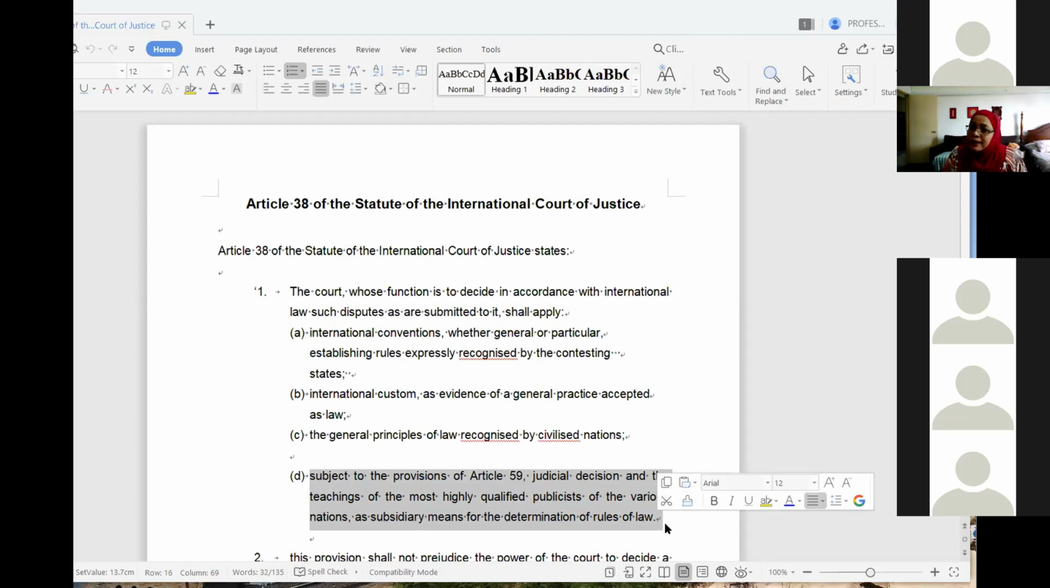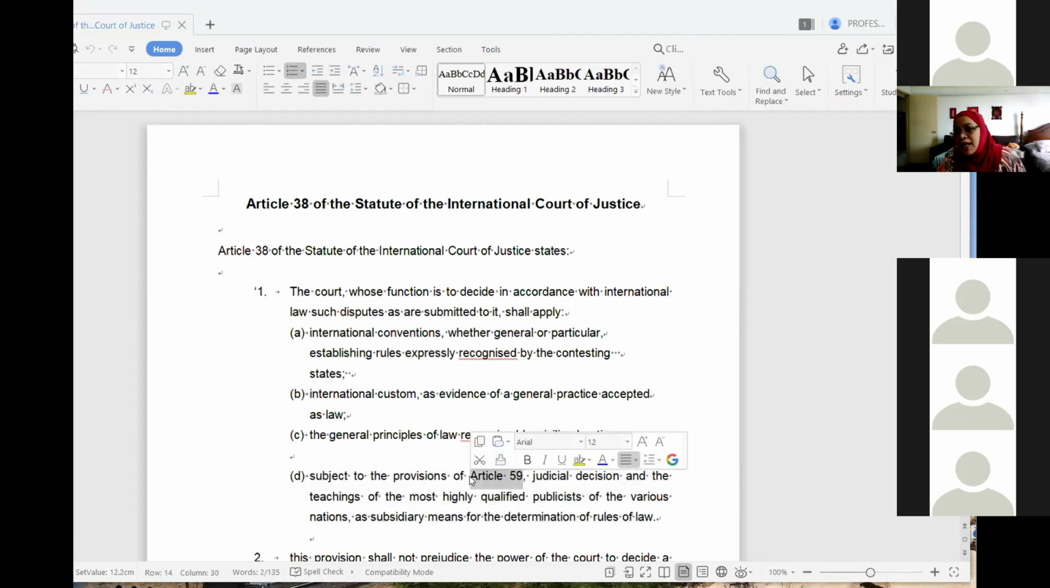Quickly, because we have only about 15 minutes to finish. Over here, subject to the provision of Article 59. Article 59 of the ICJ statute talks about what the court can do. The ICJ can look into previous judicial decisions.